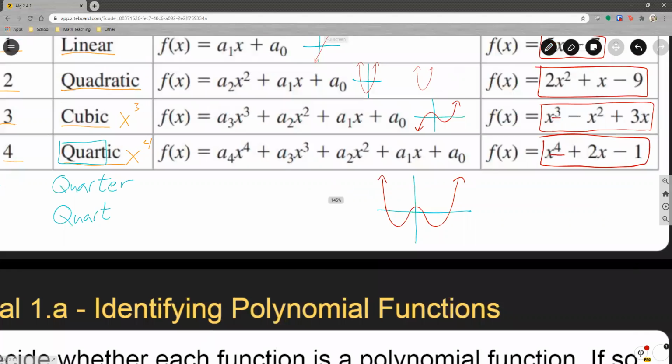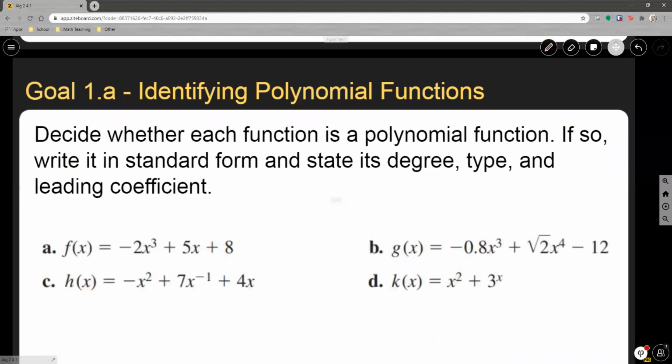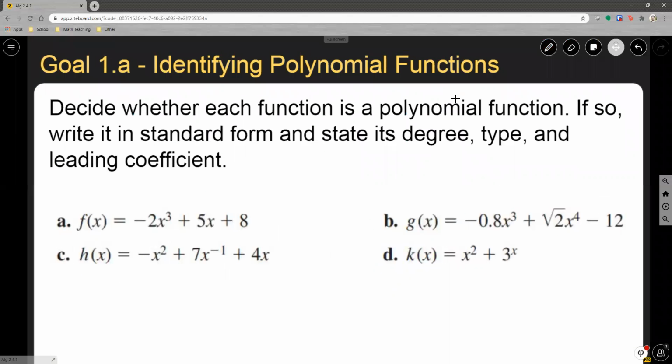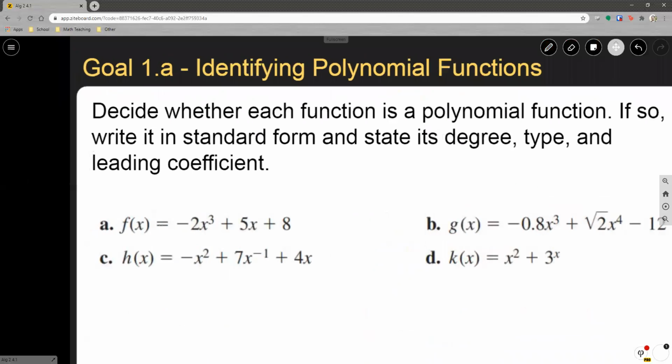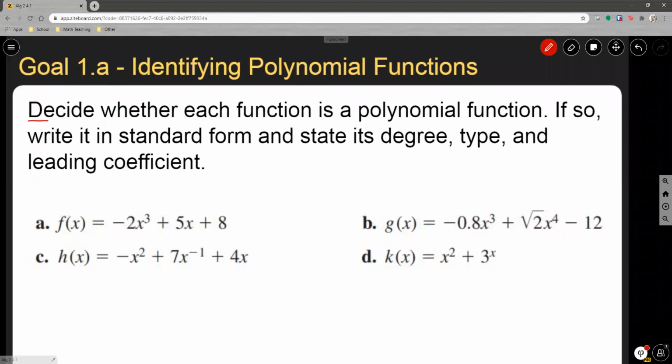All right, so let's do a few problems really quick. Our first goal is to identify polynomial functions. So we're going to decide whether each function is a polynomial. That's our first step. And if it is a polynomial function, we're going to write it in standard form and then state its degree, type, and leading coefficient.